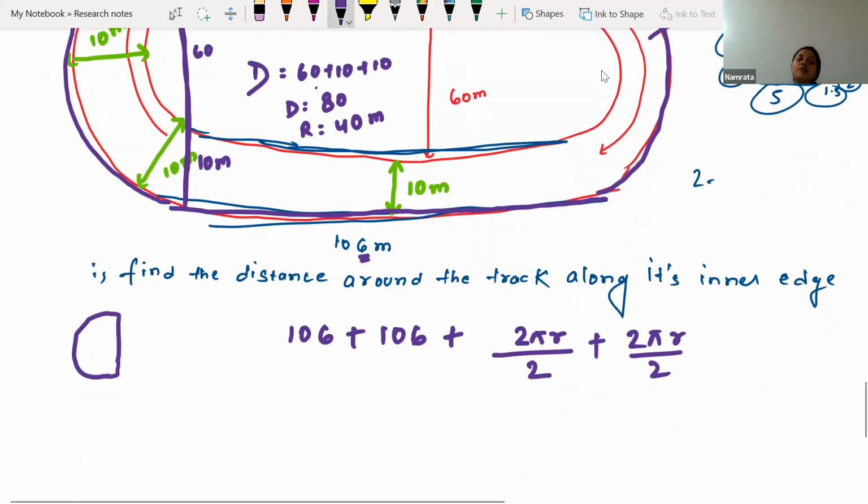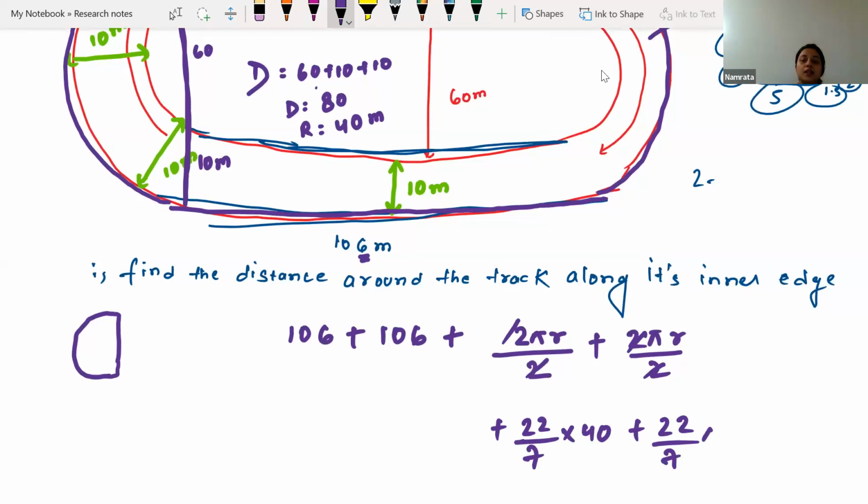So what is r? We have already found it, that is 40. This became pi r. Pi we can take as 22 over 7, and here we take 40. Here also 22 over 7 and 40. Then 106 plus 106, and that will give the total distance around the track along its inner edge. Got it? Any confusion over here, Jasleen and Madiha? No, ma'am. Okay.